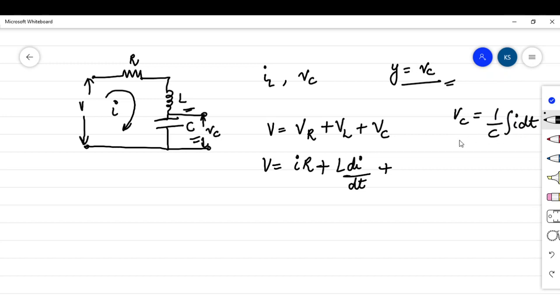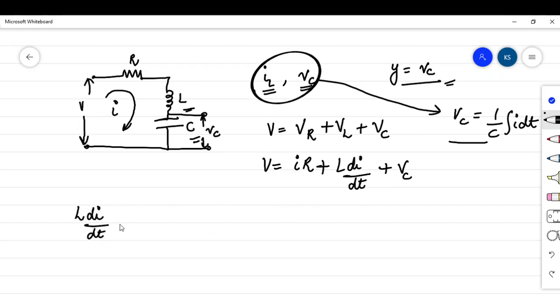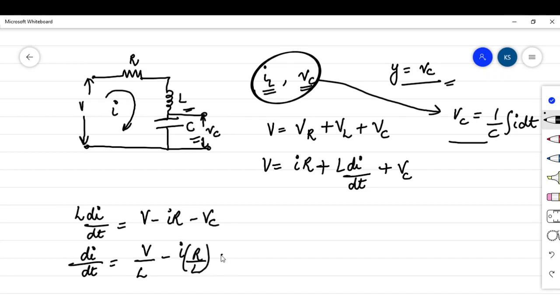But here we are interested to develop state space model in terms of IL and Vc. So we are not going to convert Vc into this form, we will take Vc as Vc only. So from this equation we will find that L di by dt is equal to V minus IR minus Vc, and di by dt is equal to V by L minus I R by L minus Vc by L.